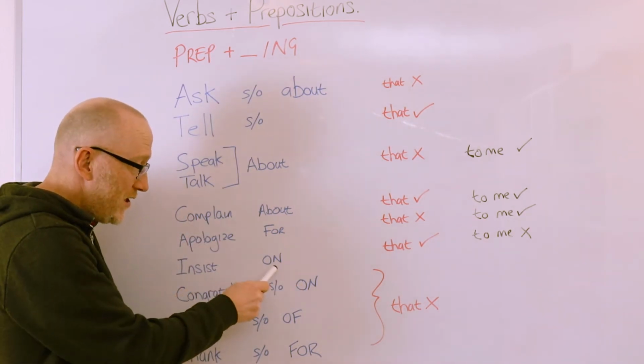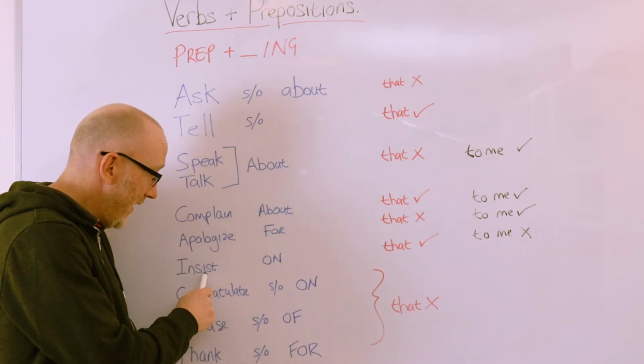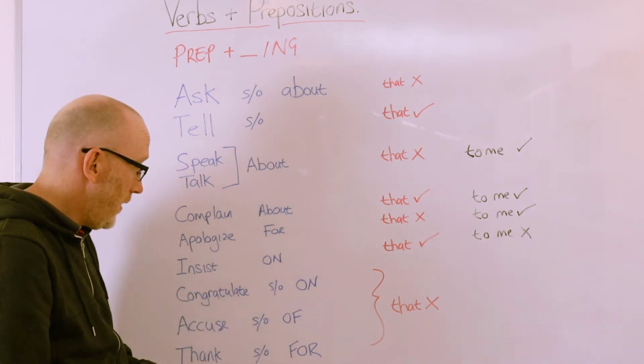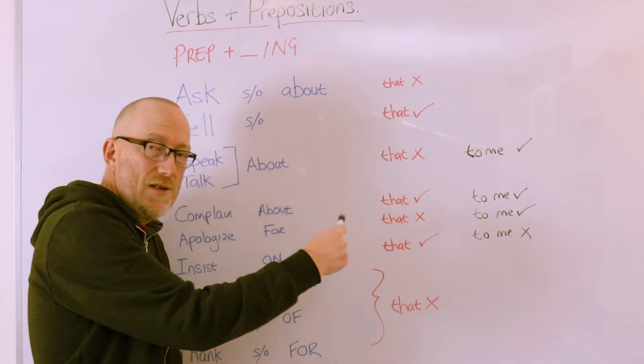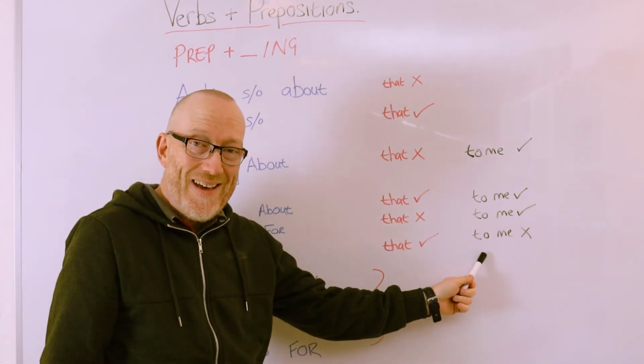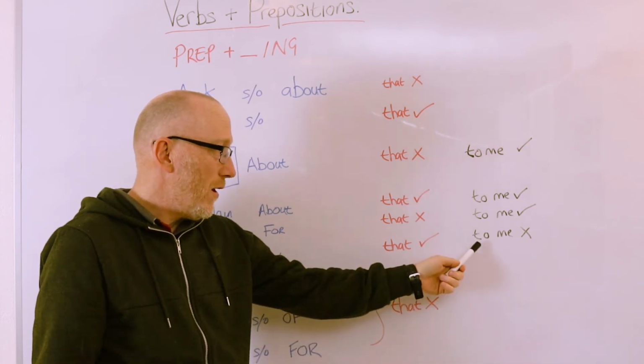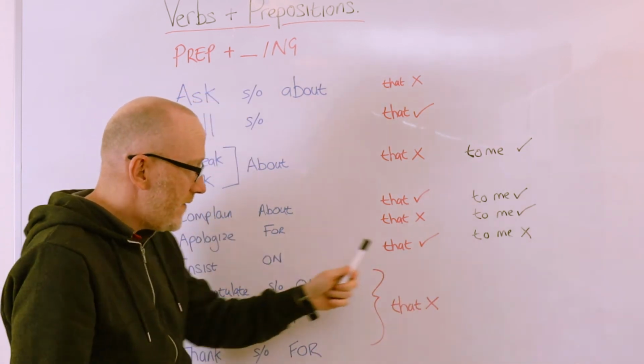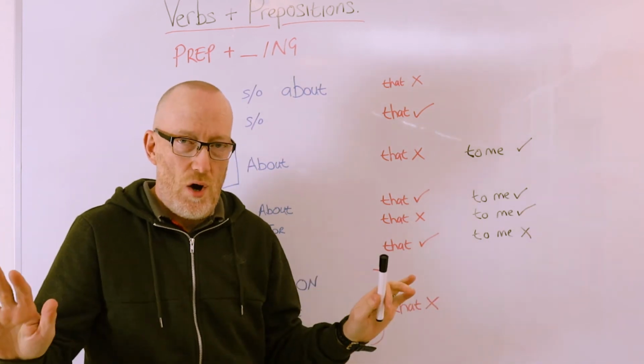Insist. So the preposition is on. So you insist on something. You can also insist that something happens, but you cannot insist to me. Yeah? Again, a lot of people make that mistake with insist to me, but it's wrong.